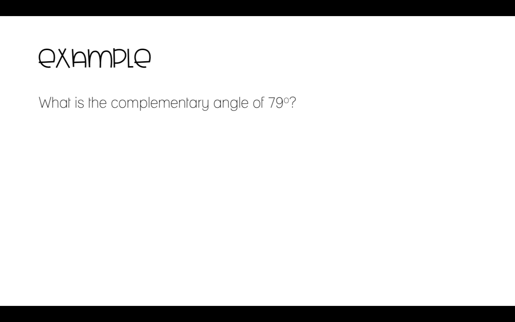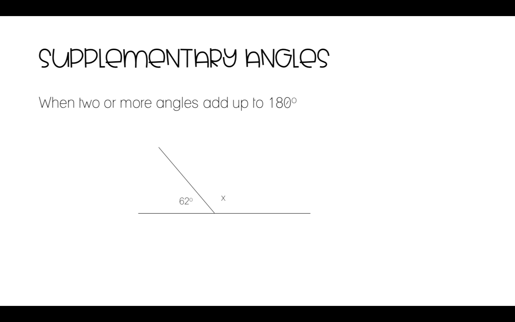So I want you to pause this and do this example now. What is the complementary angle of 79 degrees? So pause it and have a go. Okay, so you should have gone, well, x equals 90 take away 79. So x equals 11. So the complementary angle is 11 degrees.